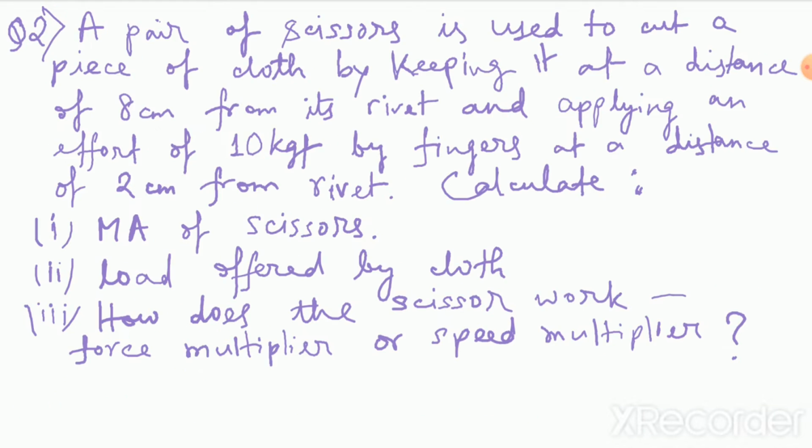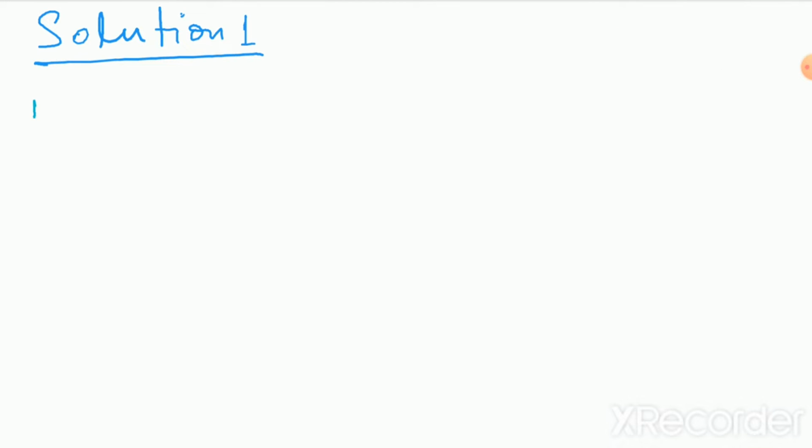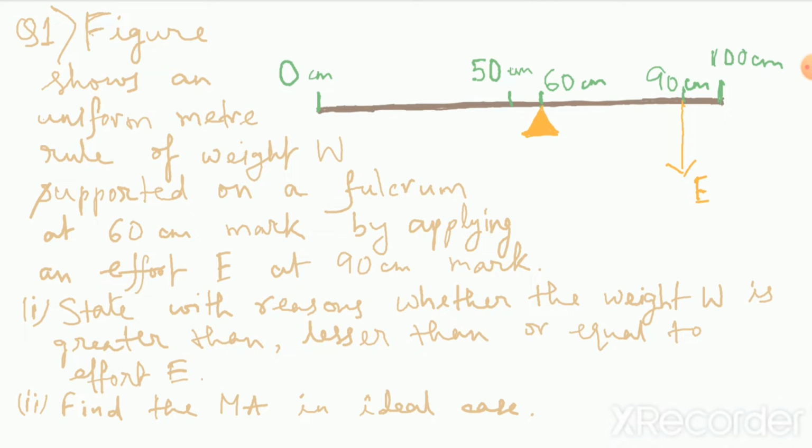Okay, so let us come to solution number 1. Coming to the first part of the problem, it asks whether the effort is greater than, lesser than, or equal to the weight of the rule. Although this is a problem from machines, actually we will be using the principle of moments. We know that under equilibrium condition, as shown in the figure where the rule is at a horizontal position, the total anti-clockwise moment and total clockwise moment are equal.